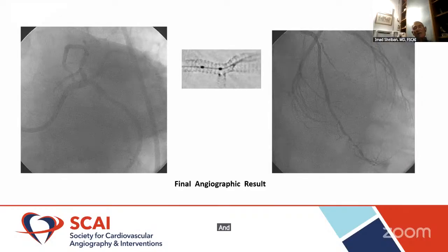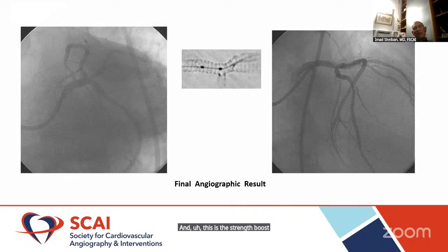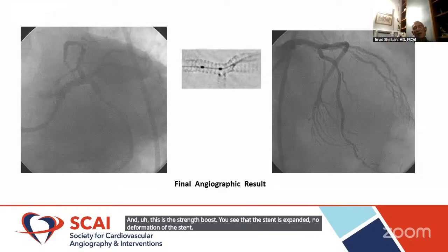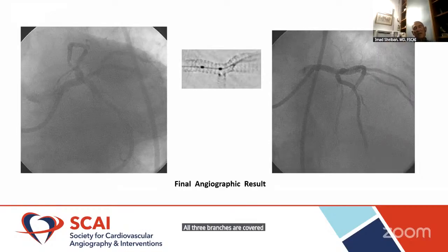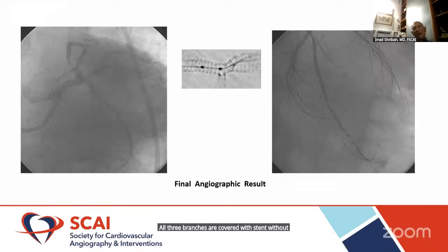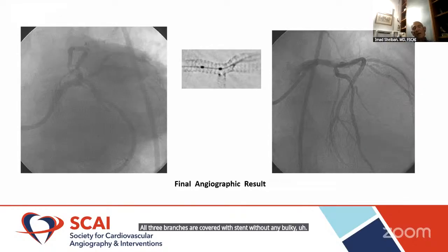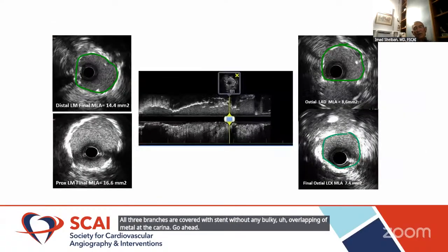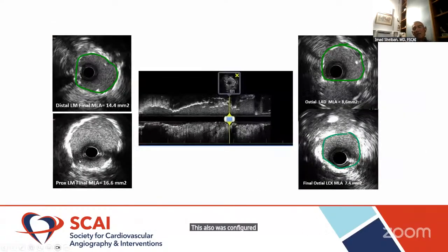And this is the stent boost. You see that the stent is expanded, no deformation of the stent. All 3 branches are covered with stent without any bulky overlapping of metal at the carina. This also was confirmed by IVUS, as you can see here. Good expansion, good apposition of the stent on all 3 vessels.